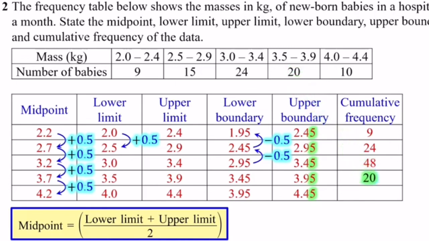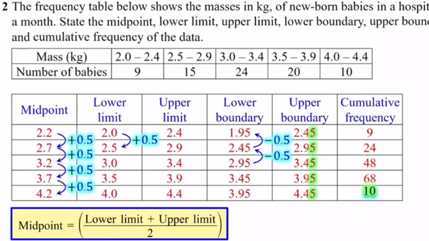And then below 3.9 kg, the babies with mass below 3.9 kg, we will take 48 plus 20, which is 68. And finally, we will take the 68 plus the final, the heaviest mass of the baby. We have 10 babies, so we will have 78. Meaning that there are 78 babies with mass below 4.4 kg or equal to 4.4 kg. Alright, so that is the meaning of the cumulative frequency.